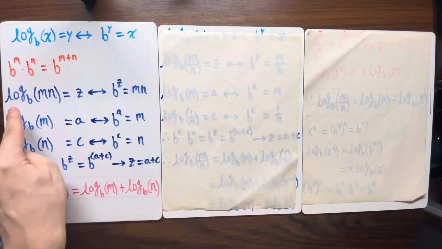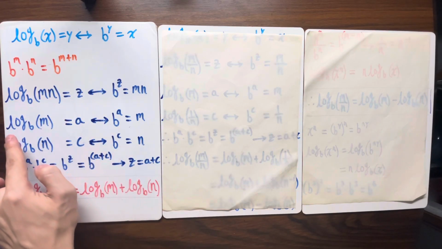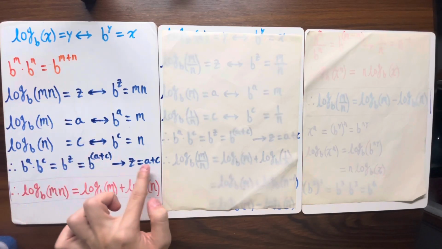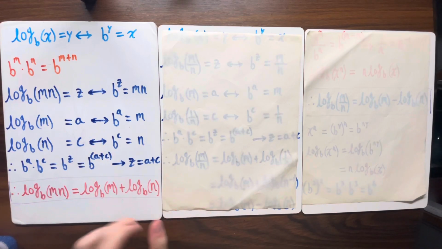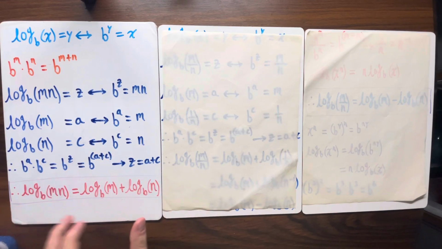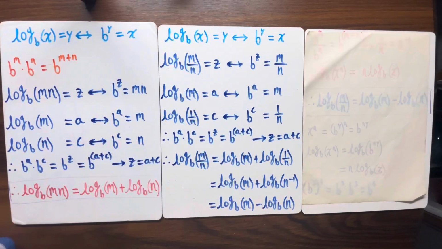Or in other words, log base b of m times n must equal log base b of m, which is a, plus log base b of n, which is c. So we get this rule here. And we can do the same thing for the quotient.